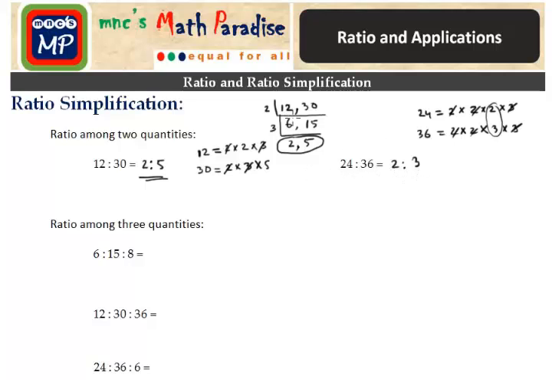This is the first approach. The second approach is actually easier. 24 36 we will write like this, and then we will take 2 common. So we will get 12 and 18. We will take another 2 common. We will get 6 and 9. Now from here we can take 3 common. So it will be 2 and 3. So the leftover 2 and 3 is the simplification of the given ratio. So for two quantities we can use both these approaches.